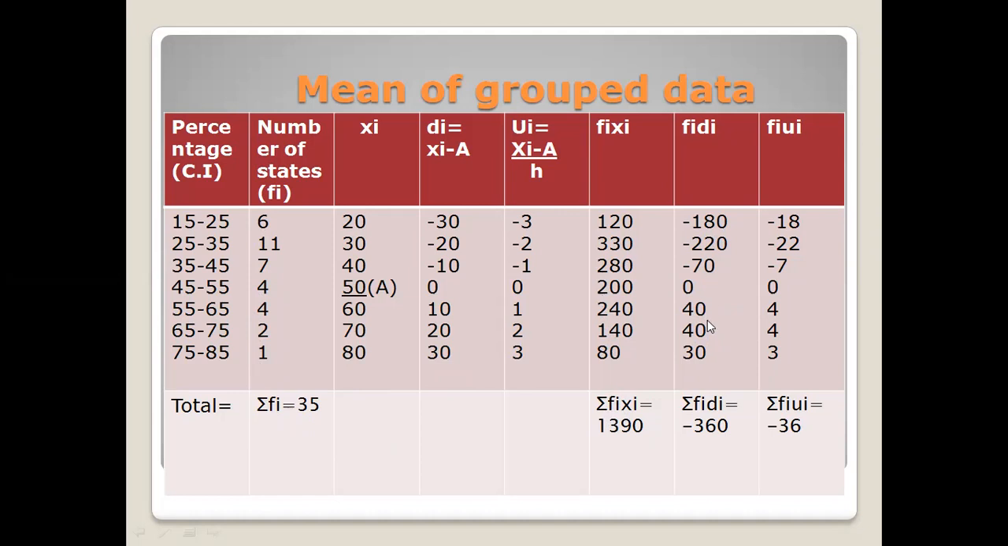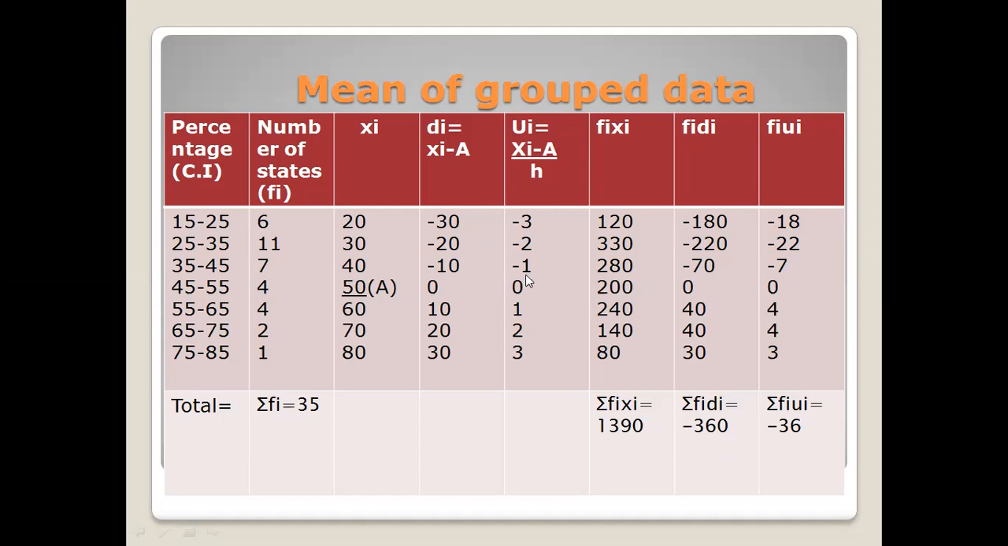Subtract 110 from minus 470, its value is minus 360 because the larger number is negative. And now fi ui: multiply both the fi column and the ui column. 6 into minus 3, minus 18. 11 into minus 2, that is minus 22.